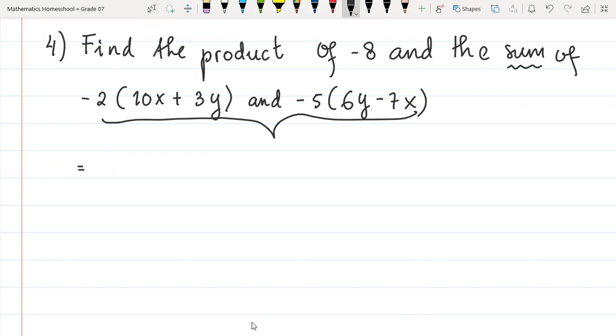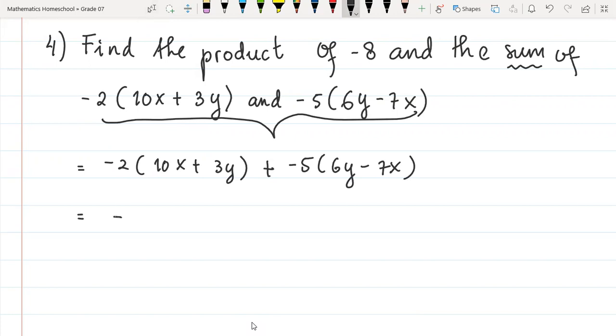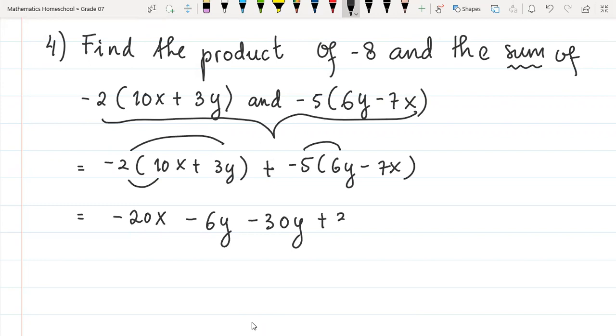So I just write it here, -2 times 10x plus 3y plus -5 open bracket 6y minus 7x. If I open the bracket, I have to multiply each one of them. So this is -20x, and this one is -6y, -30y, and then +35x.